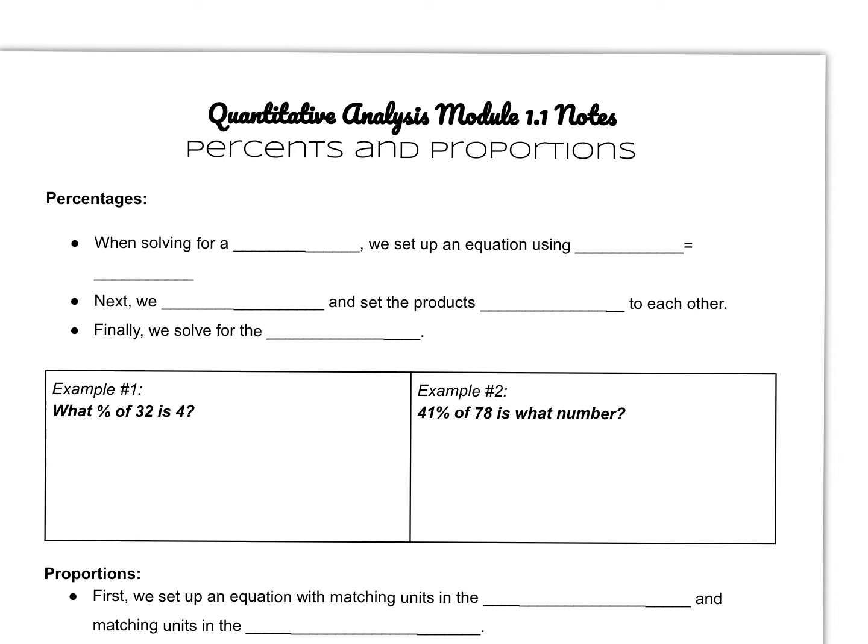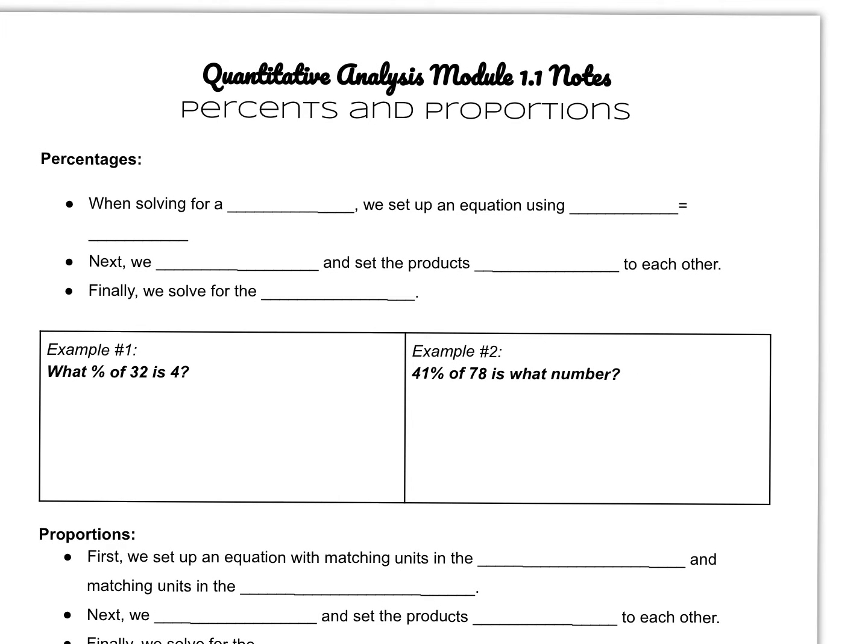In Module 1, the first thing that we're going to take a look at are percents and proportions. So just to review, there's a couple different ways that you can find percentages, but I'm going to use the method that ends up setting up a proportion just to keep things consistent. When you're solving for a percent, we're going to use the equation x over y equals p over 100. In this case, x is the value, y is the total, and p is the percent.